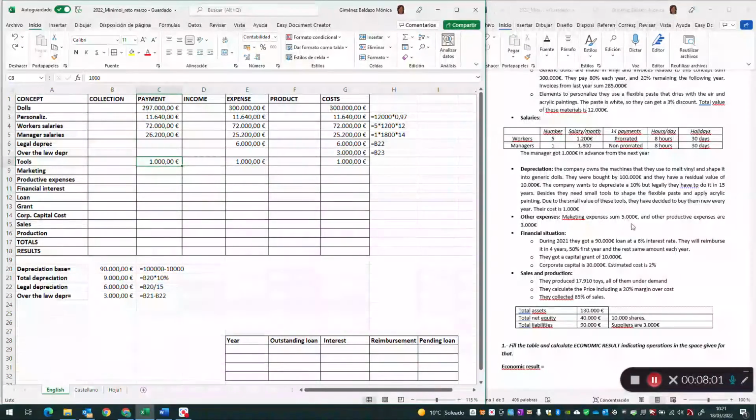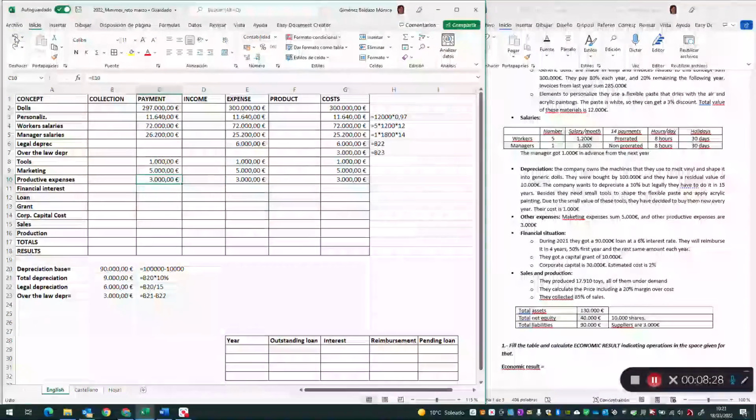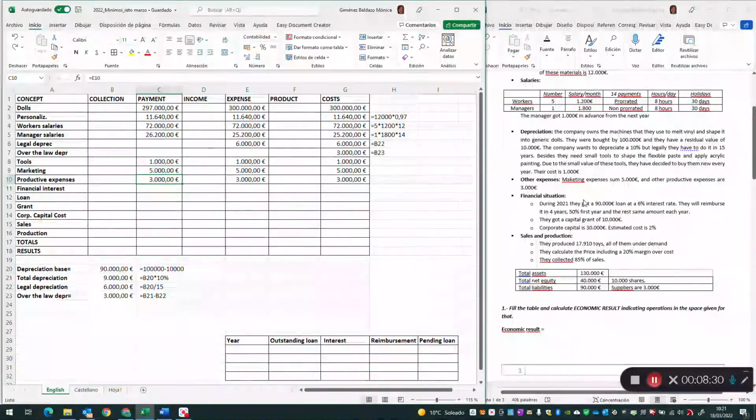Then we have other expenses. There's marketing and there are productive expenses. Let's go with marketing. Marketing is going to be a cost, an expense, and a payment, as usual. And then it says productive expenses. If this is related to production, it's going to be a cost. They say they're expenses, so it's going to be an expense. And it does not say anything about payment, but as usual, we consider it payment. That's it. Let's go to the financial situation.